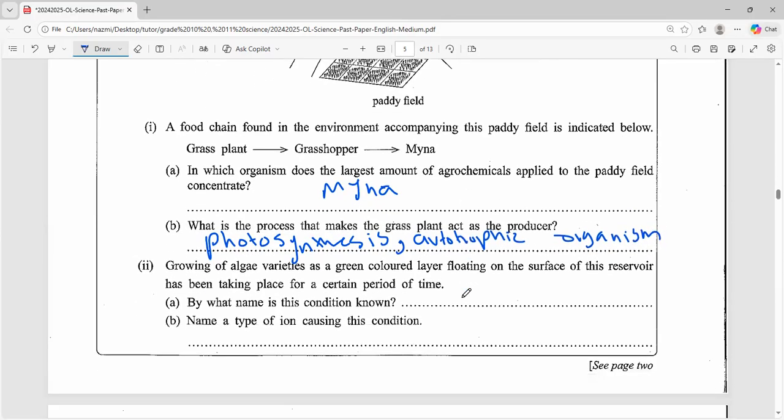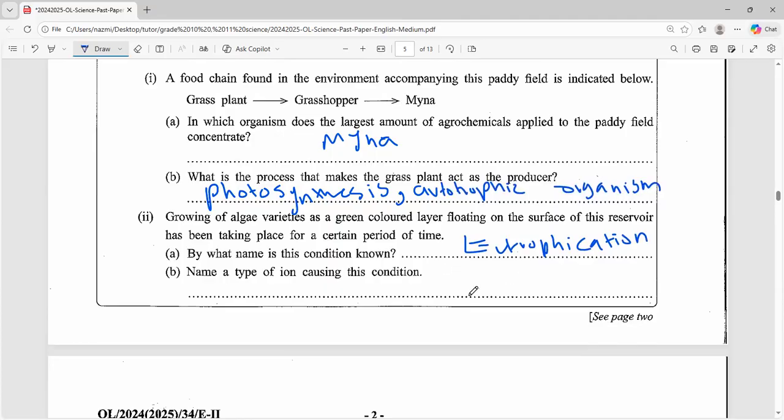Growing of algal varieties as a green colored layer floating on the surface of this reservoir has been taking place for a certain period of time. So by what name is this condition known? Eutrophication. A lot of times this has been questioned. So what is the type of ion causing this condition? PO4 3 minus. Charge is 3 minus. PO4, 4 oxygens. Okay, that's the main ion causing this. Eutrophication causes, no, NO3 minus and PO4 3 minus, nitrates and phosphates. You know, polyatomic ions, those.